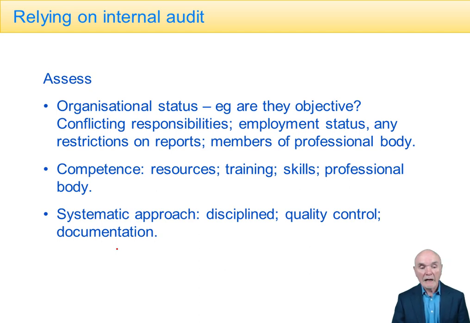In order to rely on internal audit, we have to assess certain things about them. First is their organizational status. If you had one internal auditor reporting directly to the finance director, it's going to be very difficult for that internal auditor to stand up, if you like, against what the finance director wants. The finance director is probably responsible for giving that person their job, for giving them their pay rises or a promotion, responsible for not giving them the sack.